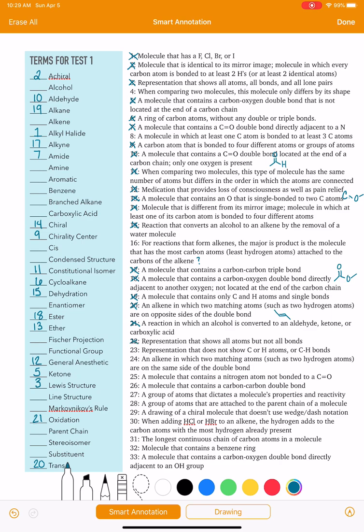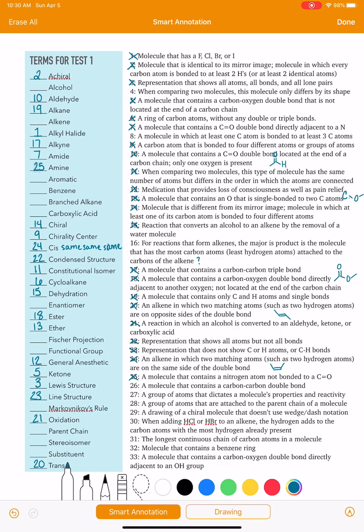22, shows all atoms but not all bonds. That would be a condensed structure. 22 is condensed structure. 23, does not show carbon or hydrogen or CH bonds. That's our line structure. 24, an alkene in which the matching atoms are on the same side, that is cis. They sound the same. 25, a molecule that contains a nitrogen atom that is not bonded to a carbon-oxygen double bond, that is an amine.